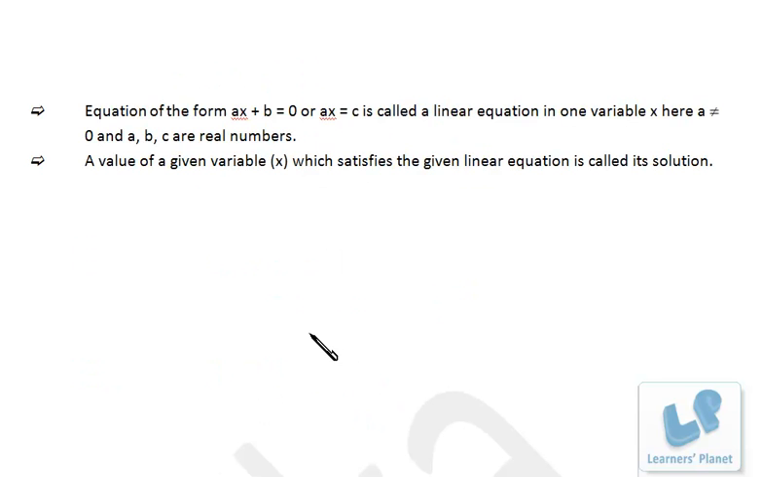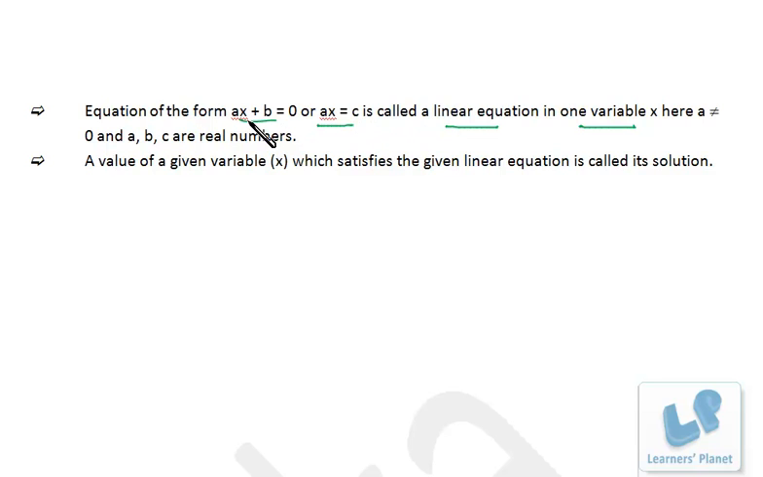Now friends, let's have a quick recap of some basic points. Equations of the form ax plus b is equal to 0 or ax is equal to c are called a linear equation, and that's having just one variable. As we can see, x is the only variable, a and b are constants, and here c is a constant and a is also a constant, right? Okay, so ax plus b is equal to 0 or ax is equal to c is called a linear equation in one variable, and here the variable is x, right?